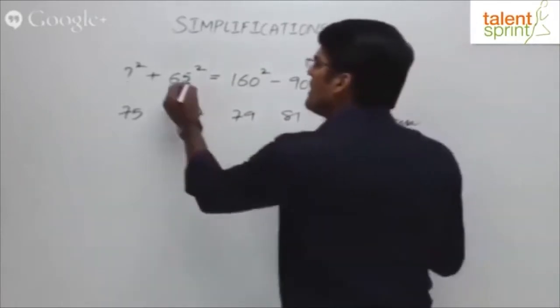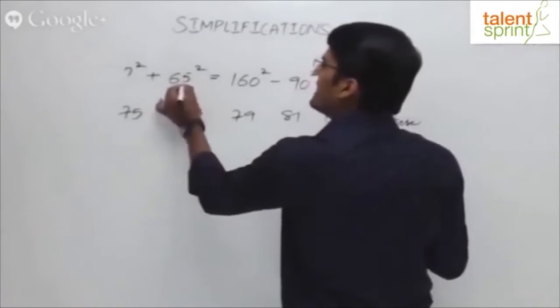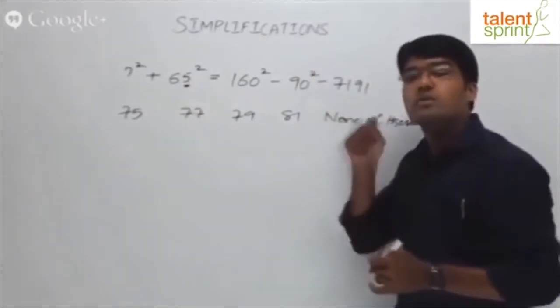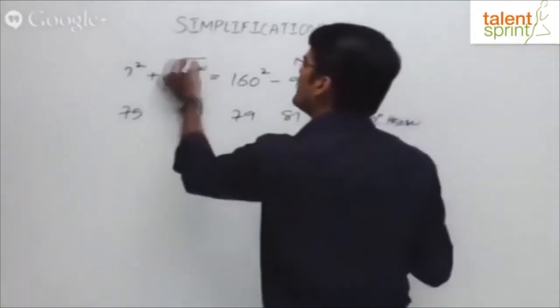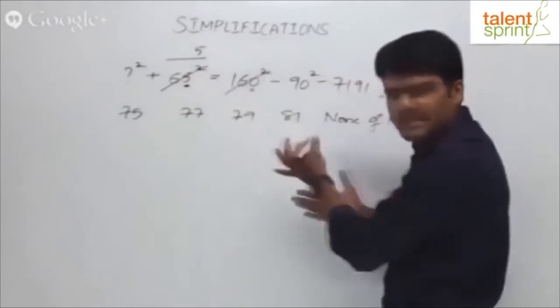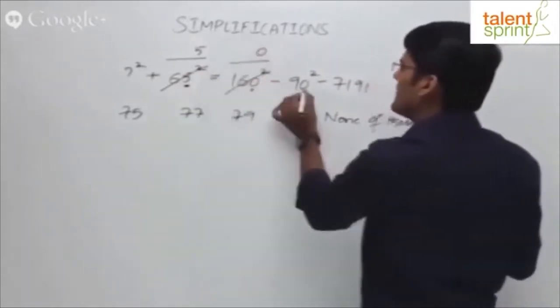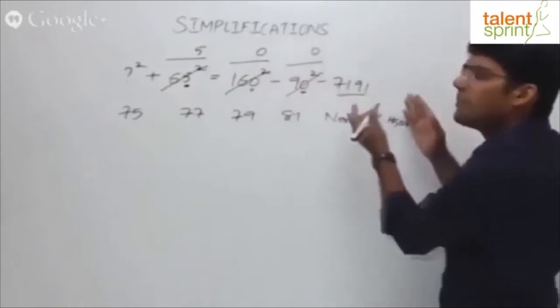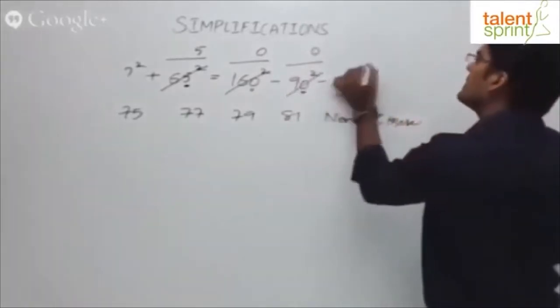Now, 5 square, when a number ends in 5, you very well know this from the speed maths video now. When a number ends in 5, its square always ends in 5. So I know that this number is going to end in 5. When a number ends in 0, its square always ends in 0. So this number is going to end in 0. And this is a simple, direct number there, which ends in 1. So this number ends in 1.